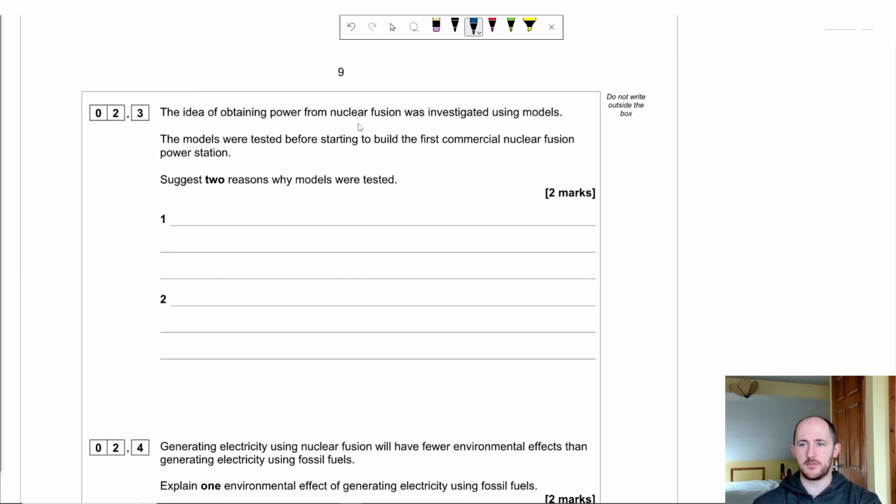The idea of obtaining power from nuclear fusion was investigated using models. The models were tested before starting to build the first commercial nuclear fusion power station. Suggest 2 reasons why models were tested. There's like a million different reasons for this. One of which is to make sure it's possible.